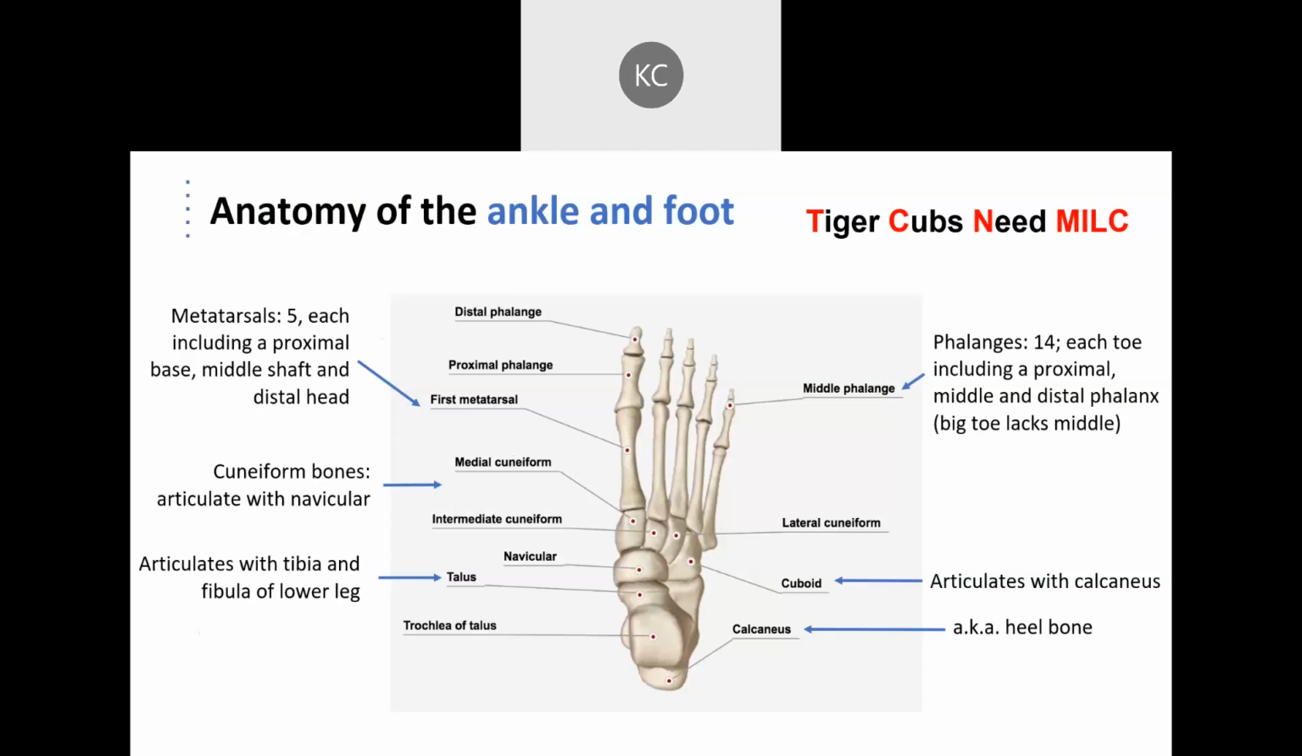In our hand we had 14 phalanges. The first digit, or our thumb, only had 2, a proximal and a distal. Same thing in our foot. We're going to have 14 phalanges. The first toe, known as the hallux, the first digit, only has 2. It has a proximal and a distal. The remaining 4, so the second, third, fourth, and fifth toes, have a proximal, middle, and distal phalanx. So the layout and the arrangement is relatively straightforward.